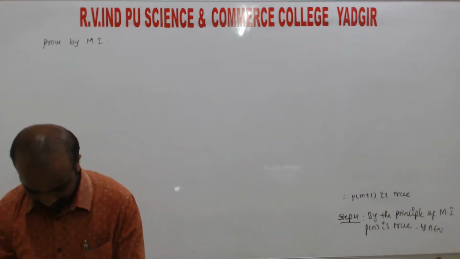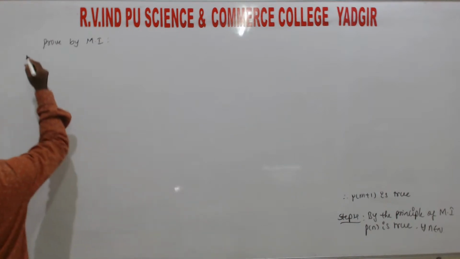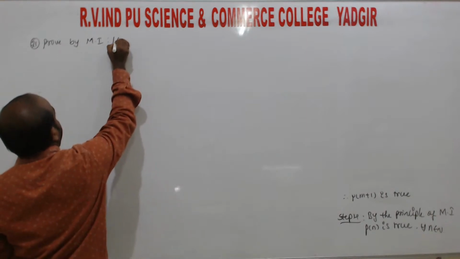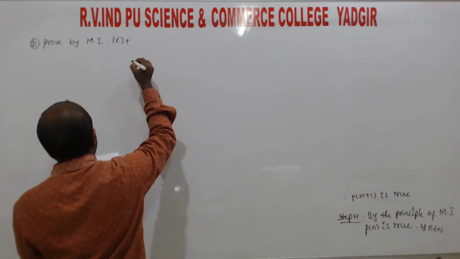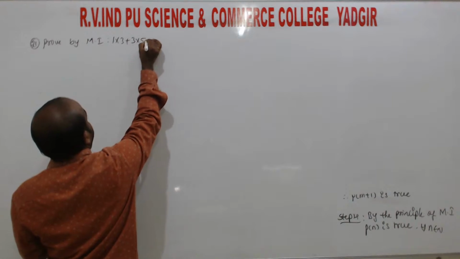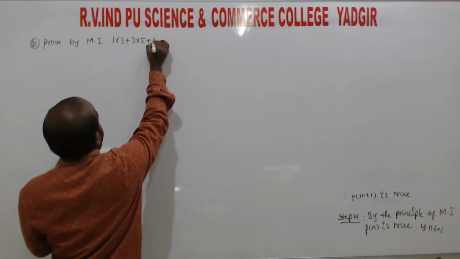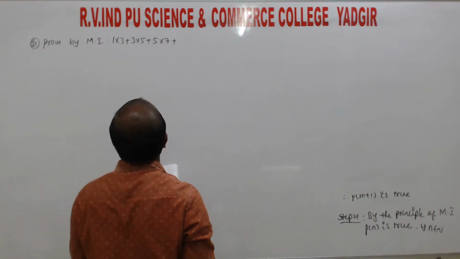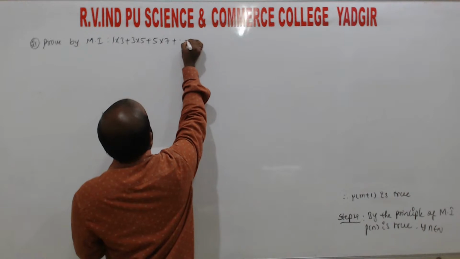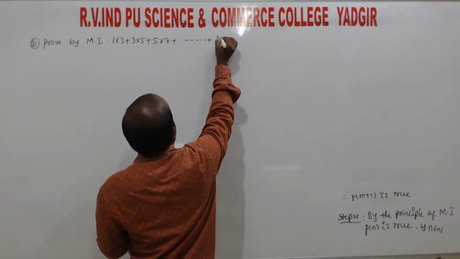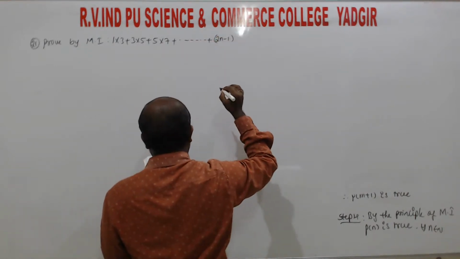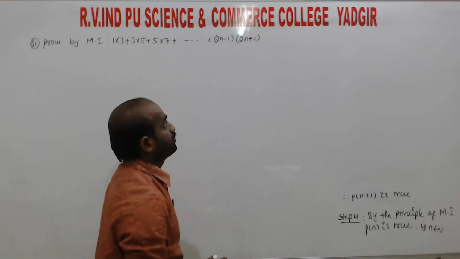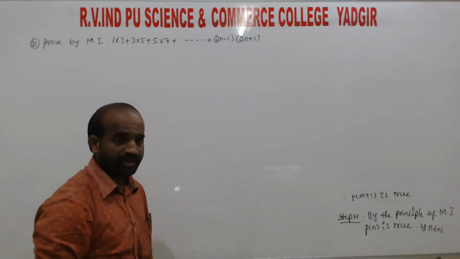Next question. Prove by mathematical induction: 1 into 3 plus 3 into 5 plus 5 into 7 and so on, up to 2n minus 1 into 2n plus 1.